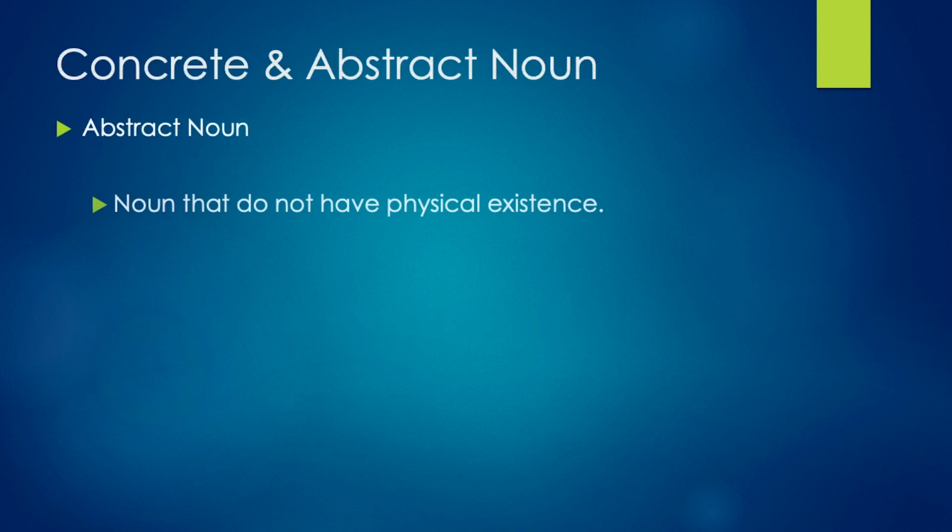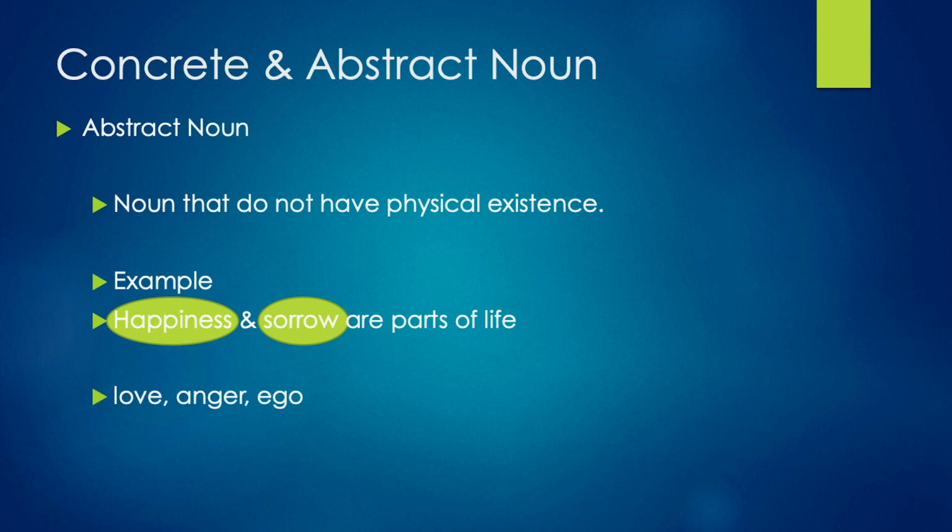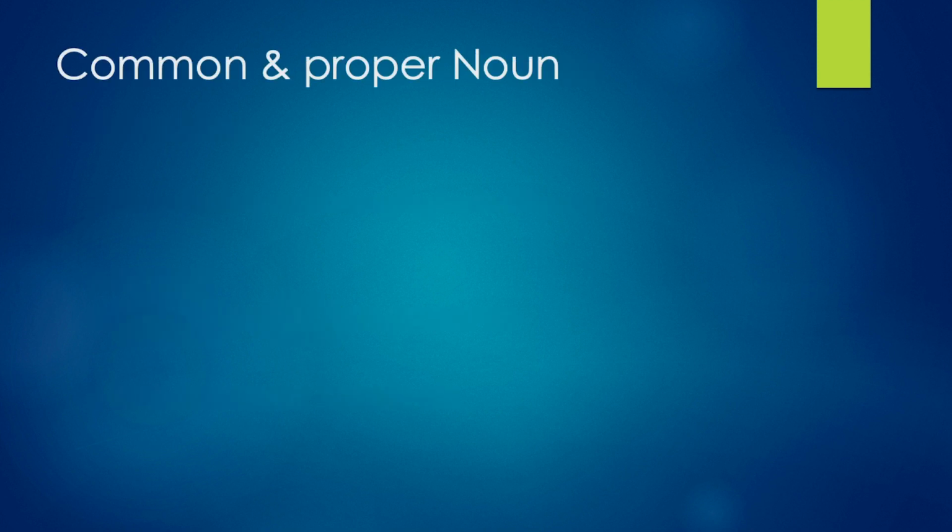Abstract nouns. The nouns that do not have any physical existence are called abstract nouns. We cannot touch or see them. These are basically ideas and feelings of people. For example, in the sentence, happiness and sorrow are the parts of life, the words happiness and sorrow are abstract nouns. Similarly, love, anger, ego, honesty, etc. are also abstract nouns. The next group of nouns are common and proper nouns.